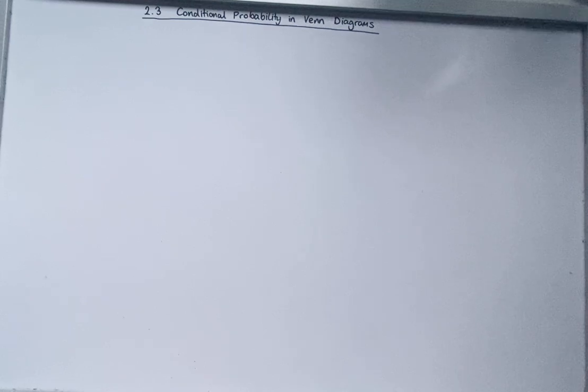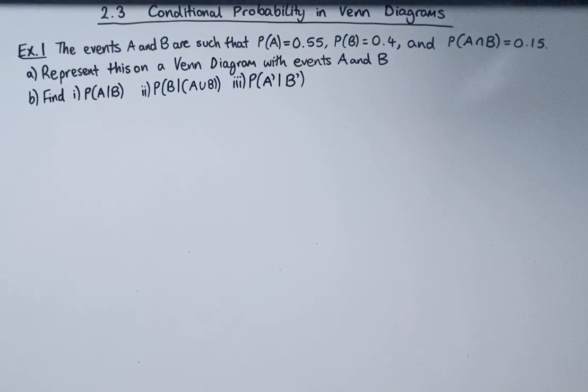Lesson 3. Conditional probability in Venn diagrams. You can find conditional probabilities from a Venn diagram by considering the section of the Venn diagram corresponding to that restricted sample space. Let's do one example.